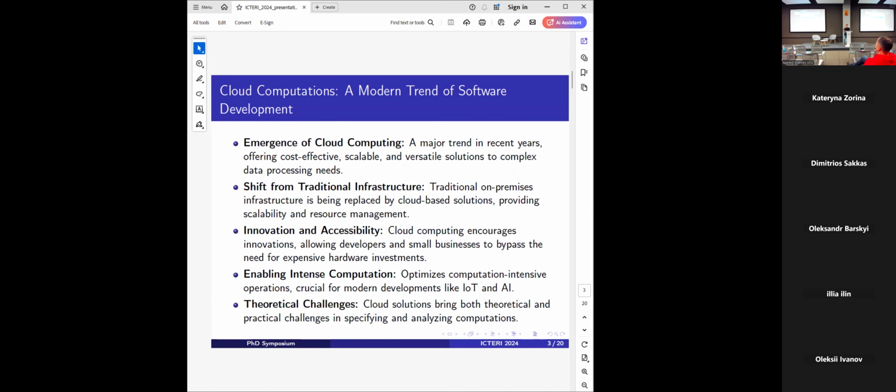So let's start with well-known general facts, which means cloud computing is now essential, offering scalable and cost-efficient solutions, replacing traditional infrastructure. It drives innovation by removing hardware limitations, and it's widely used for heavy computations in AI and Internet of Things. However, it also brings new challenges in managing and analyzing these computations.